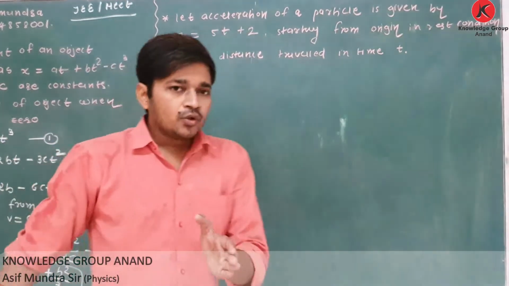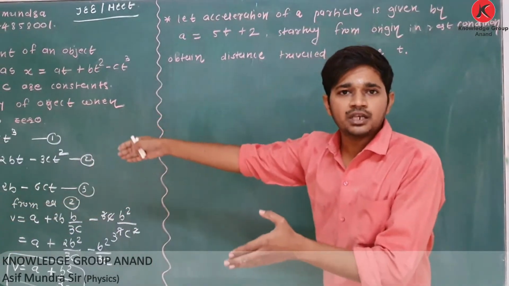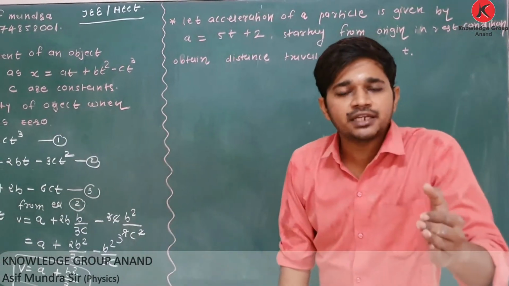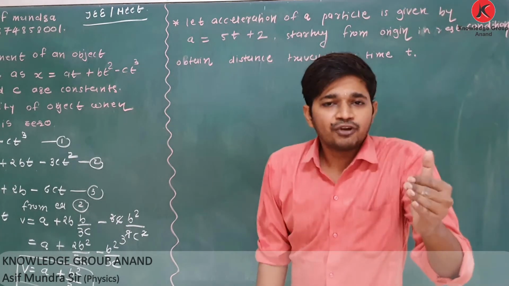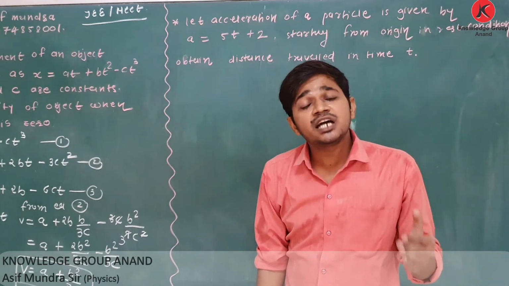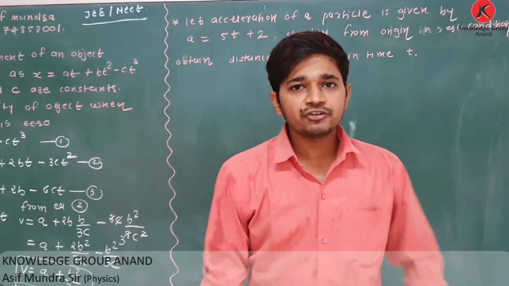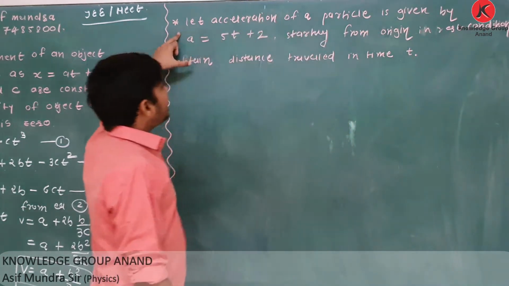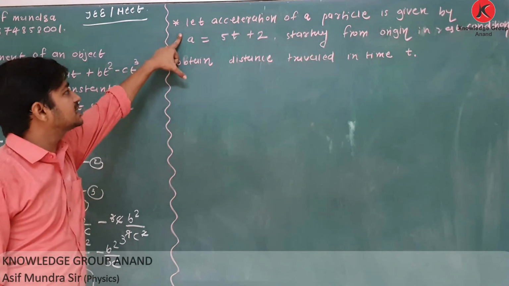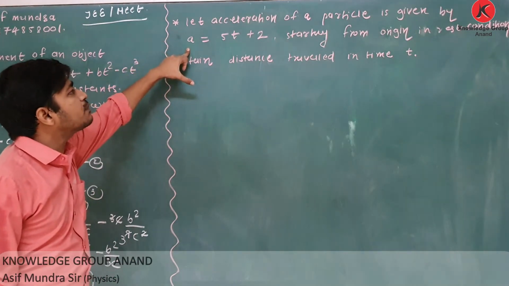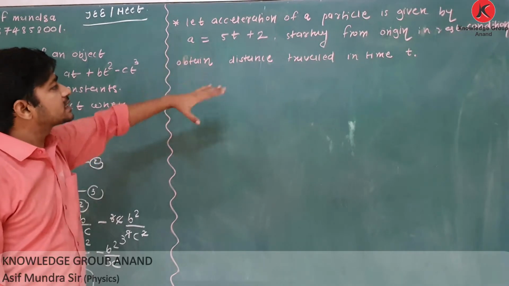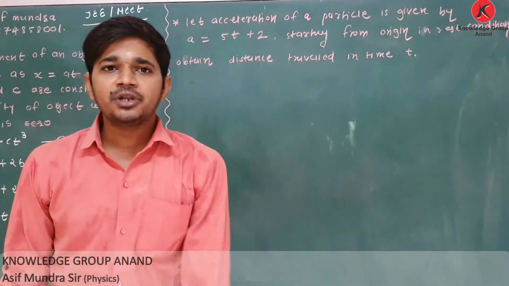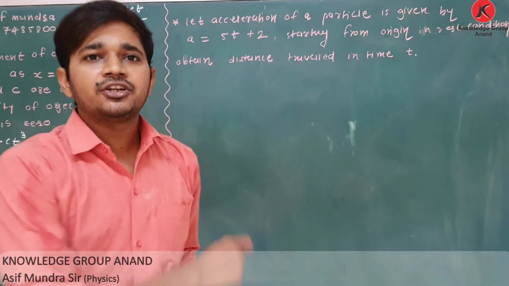Okay, see, we have seen one example in which you are given displacement. From displacement, how to find velocity with the help of differentiation. From velocity, how to find acceleration with the help of differentiation. Now what is given? See this question. Let acceleration of a particle is given by a is equal to 5t plus 2. Starting from origin in rest condition, obtain distance traveled in time t.